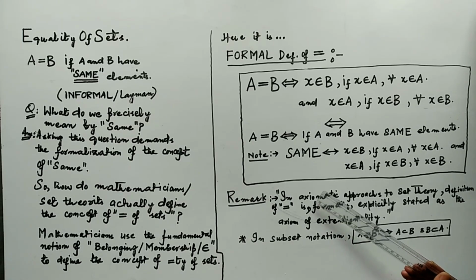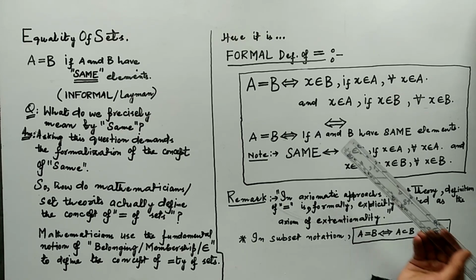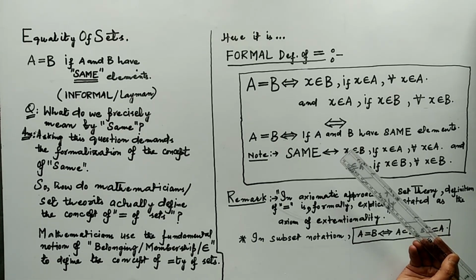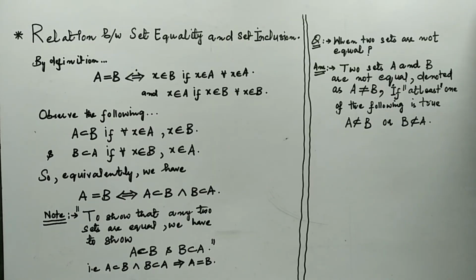You should note one more thing here, that in axiomatic approaches to set theory, this definition is actually an axiom and has a special name, the axiom of extensionality. In the naive approach to set theory, we implicitly describe the axiom of extensionality under the definition of equality of two sets. What is the relation between set equality and set inclusion? Don't worry, set inclusion is nothing but another name for the concept of subset.